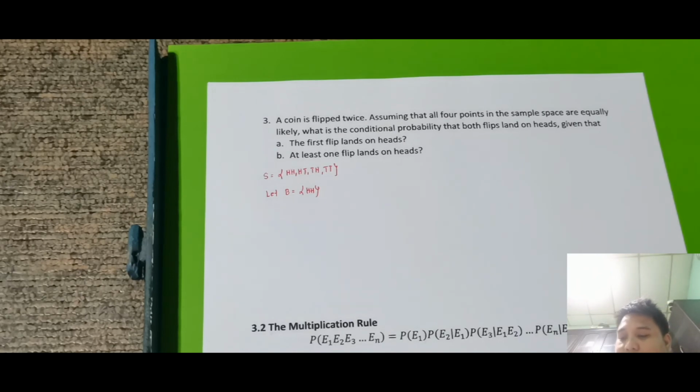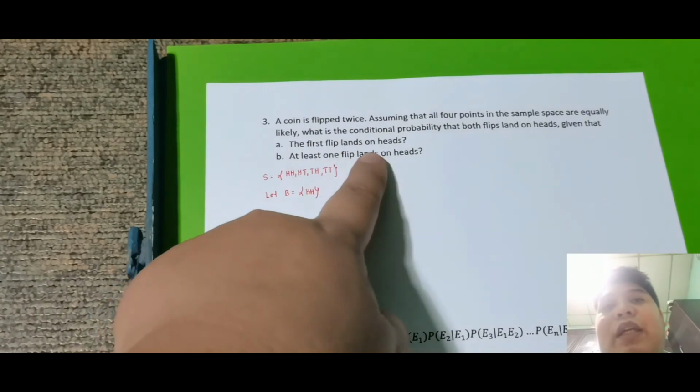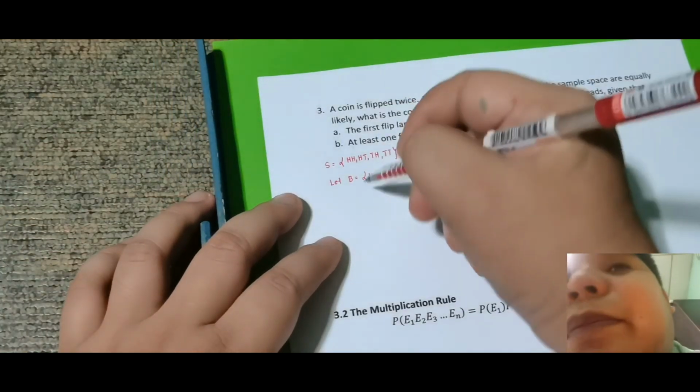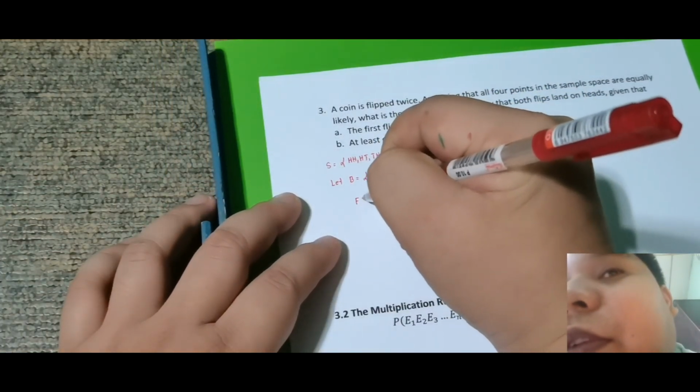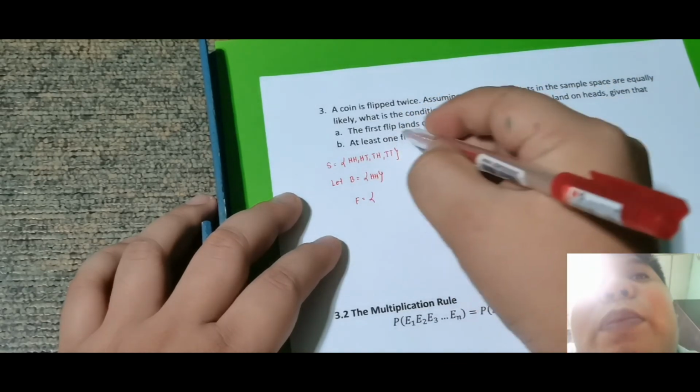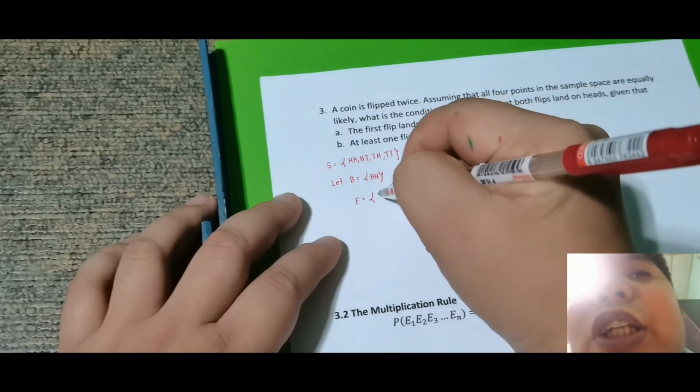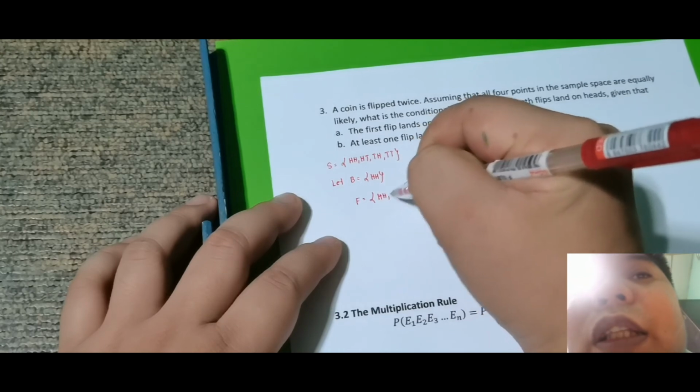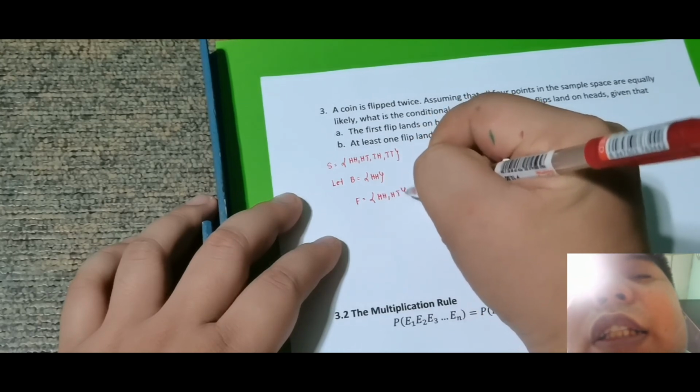Next, let's define F. Let F be the event where the first flip lands on head. So the first flip lands on head, which means this is HH and HT. This is the first one, landing on head.